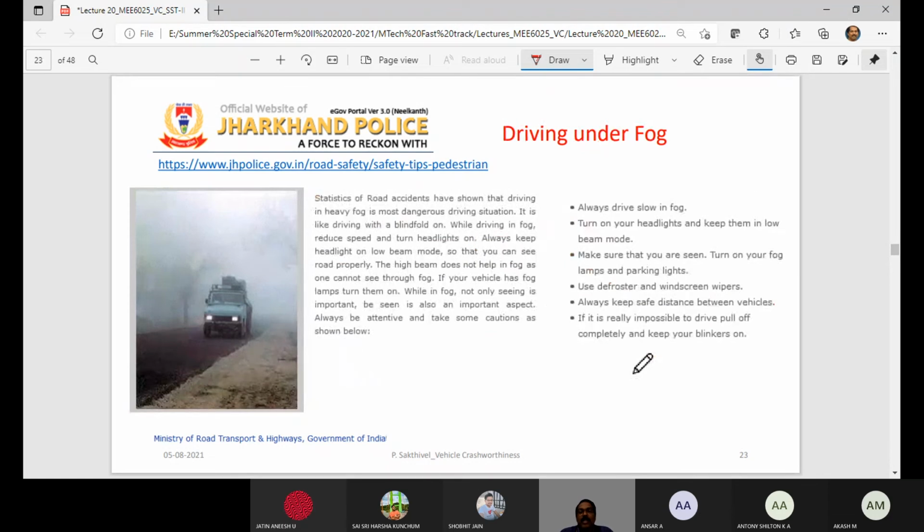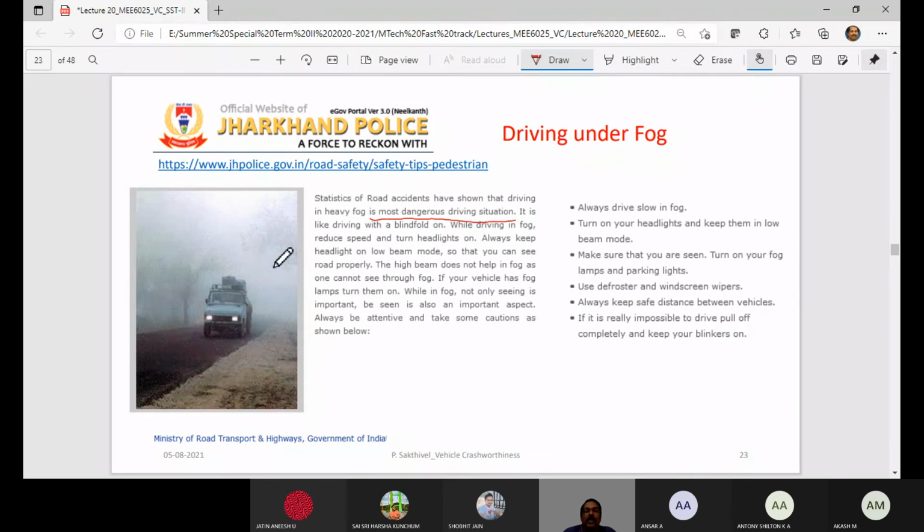Statistics of road accidents have shown that driving in heavy fog is the most dangerous driving situation, because you do not know about upcoming vehicles or other traffic vehicles. We could see there are many WhatsApp videos shared where one vehicle hits another in the fog. Hundreds of vehicles come and bang into one another because they could not see the vehicles ahead; complete vision stopped. So in such cases, we should stop driving. That's very important. It is like driving with a blindfold on.